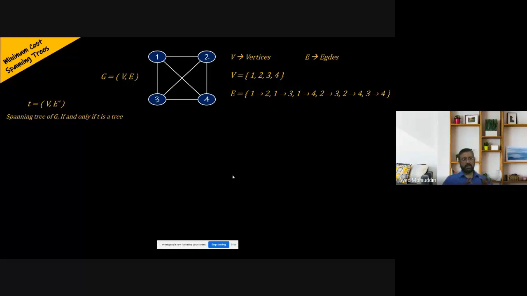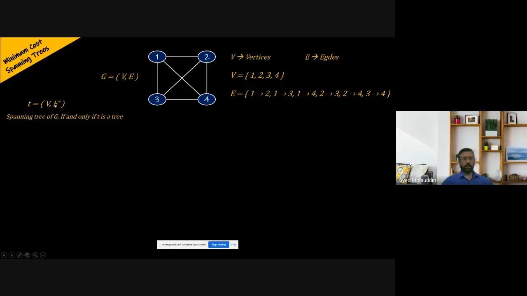And this T is a spanning tree if and only if T is a tree. When we say T is a tree, that means there should not be any cycles. In this case, if you see this graph, we have vertices 1, 2, 3, and 4. Now, if you look at the edges, there is a cycle from 1 to 3, 3 to 2, 2 to 1. But a tree cannot have a cycle. That is the point we need to remember.